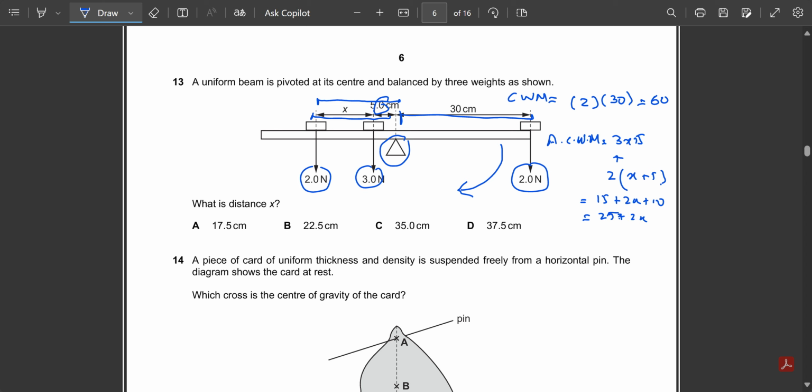I am going to equate these two together because the sum of clockwise moments is equal to the sum of anti-clockwise moments in an equilibrium. So 60 is equal to 25 plus 2x. So 25 is going to go and subtract from there. So it will be 35 and 2 will go and divide, so that's 17.5. So that's your answer.